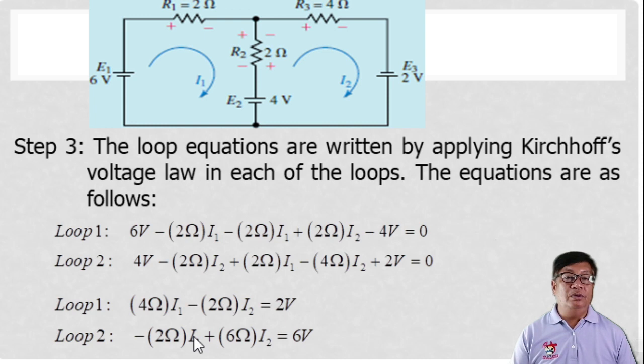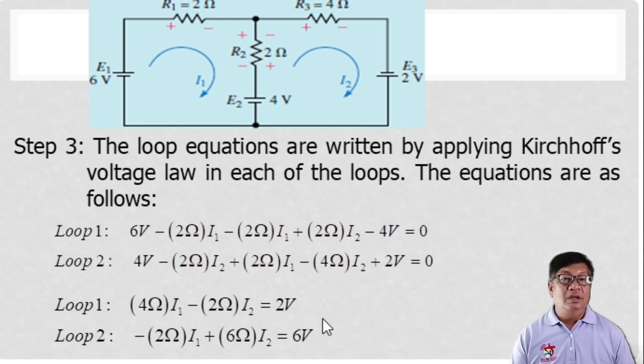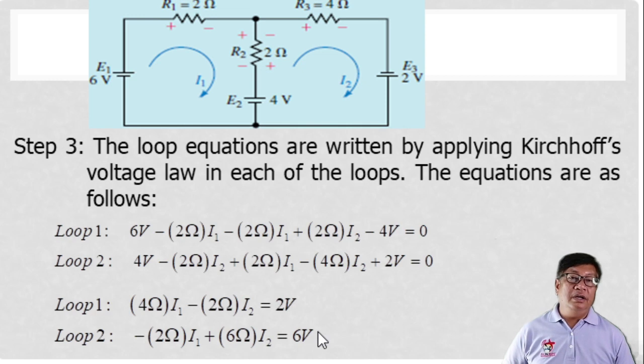For this second equation, loop 2, your I1 here, if you're going to transpose, so we add this 4 volts and 6 volts, they are positive, so that's equal to 6 volts. The other terms here will be transposed to the other side. That is why your I1 here will become negative. So we have this negative 2 ohms I sub 1, and then negative 2 and negative 4 with I sub 2, and transposed to the other side, it will become positive 6 times I sub 2. So that is the equation using Kirchhoff's voltage law of the second loop.